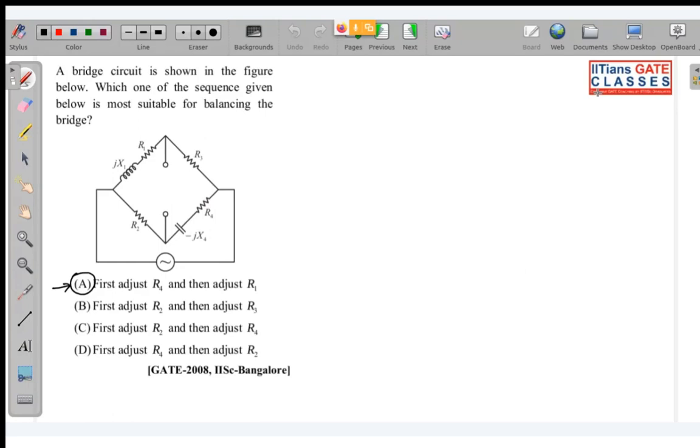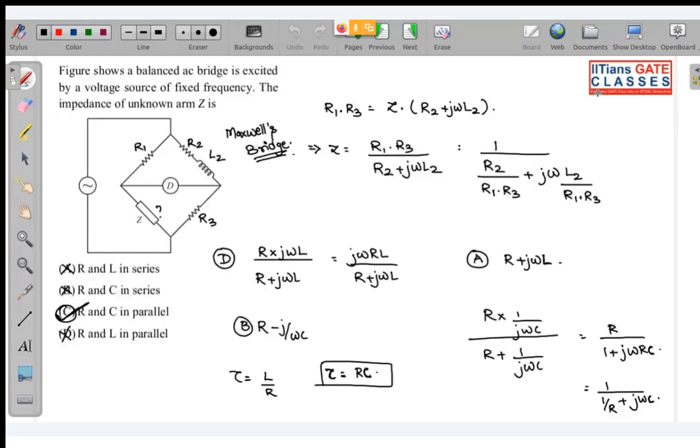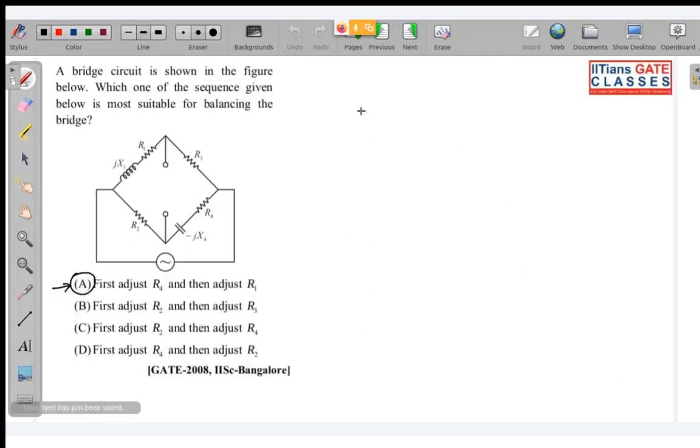Even the question which was asked by Nitish, I think, was also a very good question, sir. Why are you telling this as Maxwell's bridge? It even skipped my mind that it can be Hayes bridge also, but it is given of fixed frequency, so it cannot be Hayes bridge.